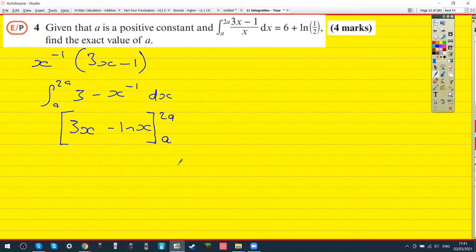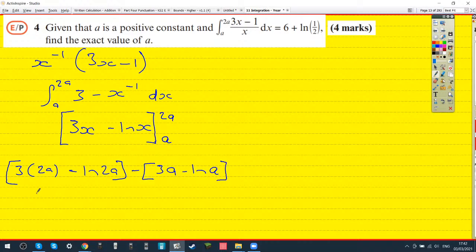Do it. Simplify, I suppose. 6a minus ln 2a minus 3a plus ln a. So then we just get 3a minus ln a equals 6 plus ln a half.